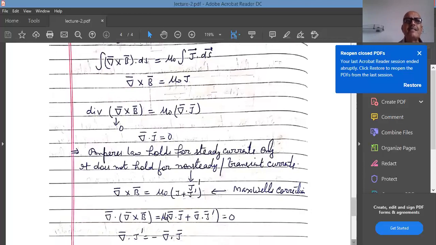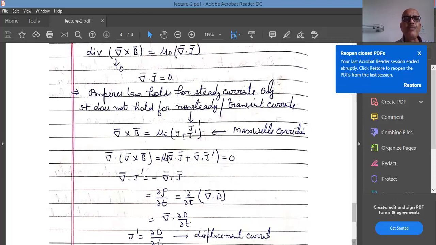What Maxwell suggested was to modify this equation, curl of B is equal to mu0 J. To modify this, he added a term J dash to it, having in mind that J will take care of the steady current and J dash will take care of the non-steady current, and then this equation will be complete in nature. So let us do the same thing. Curl of B is now equal to mu0 times J plus J dash. J dash is also called Maxwell's correction. Maxwell's correction for what? For transient currents, for non-steady current.